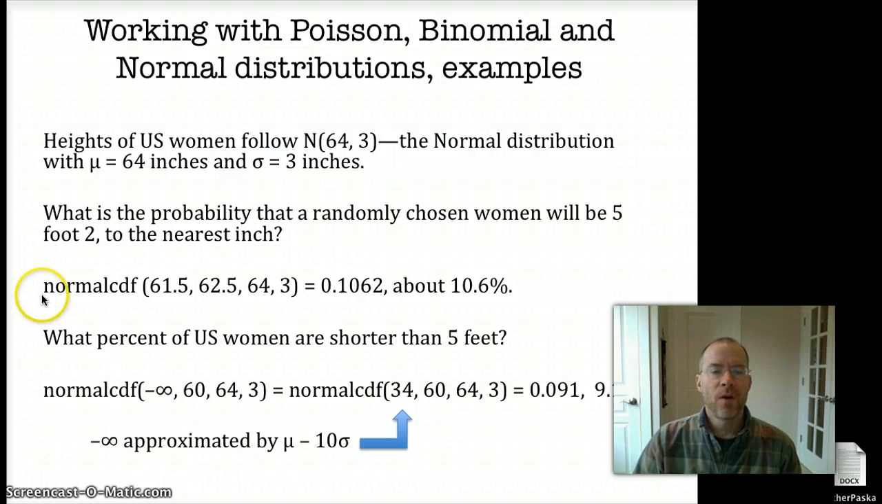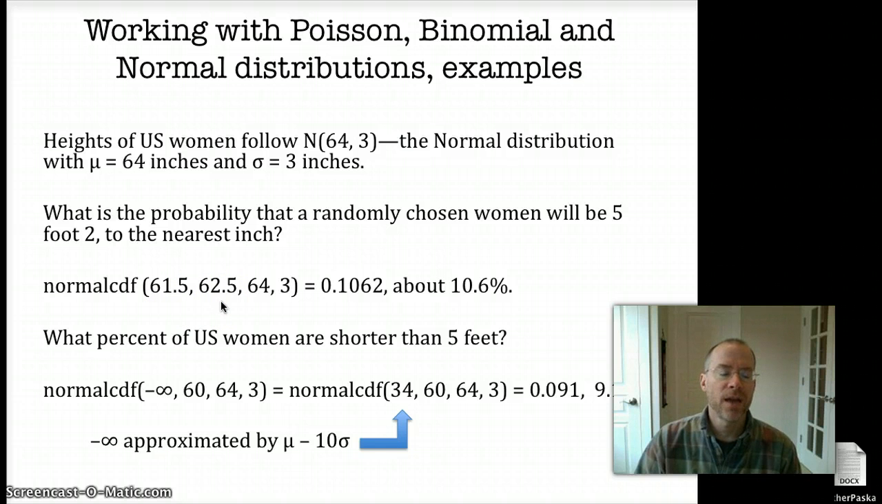Okay, so I would draw a picture. I would draw a bell-shaped curve with 64 inches in the center, and then I would shade an area that was between 61.5 and 62.5, because it's that range of values that describes what heights a woman would have to be to be 5'2" to the nearest inch.